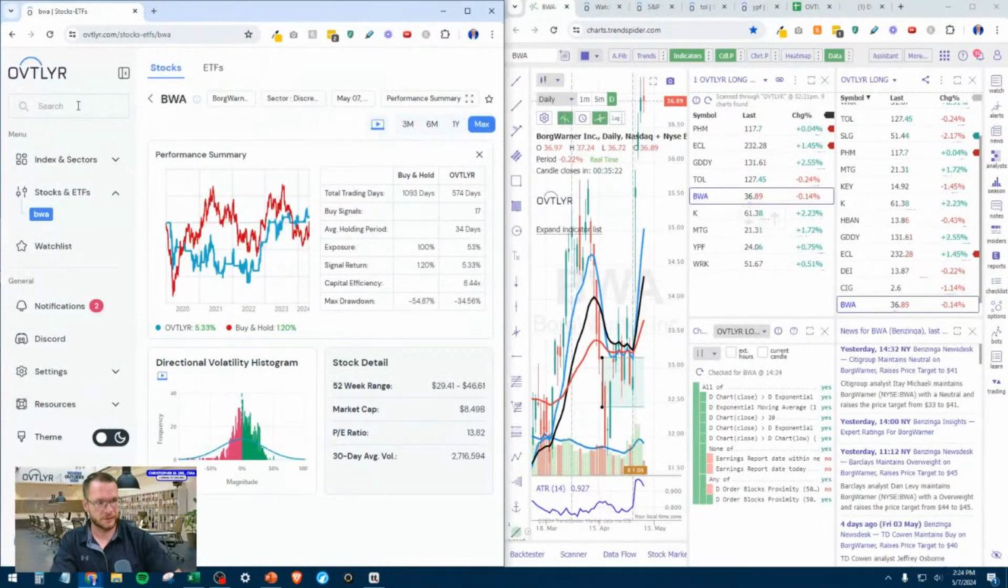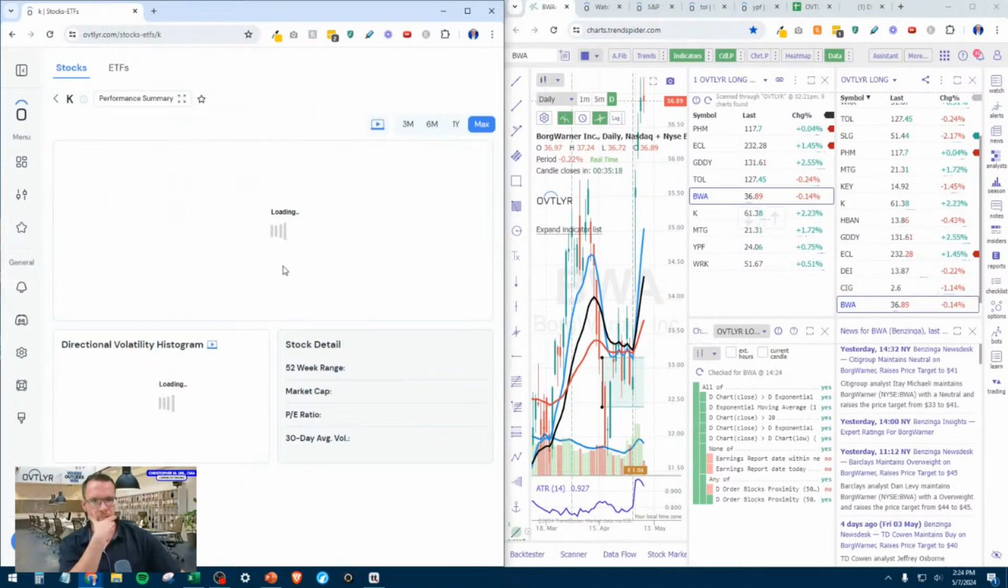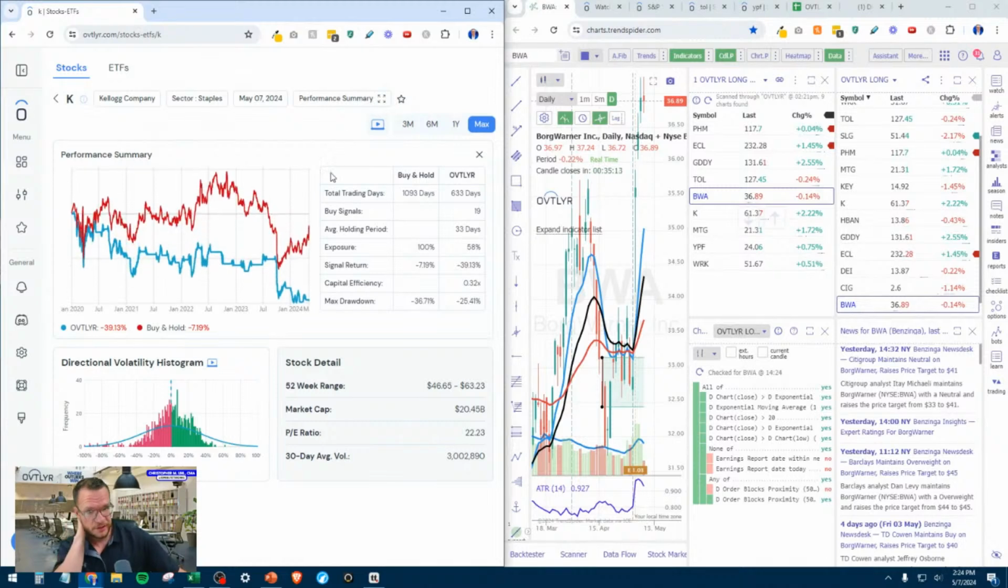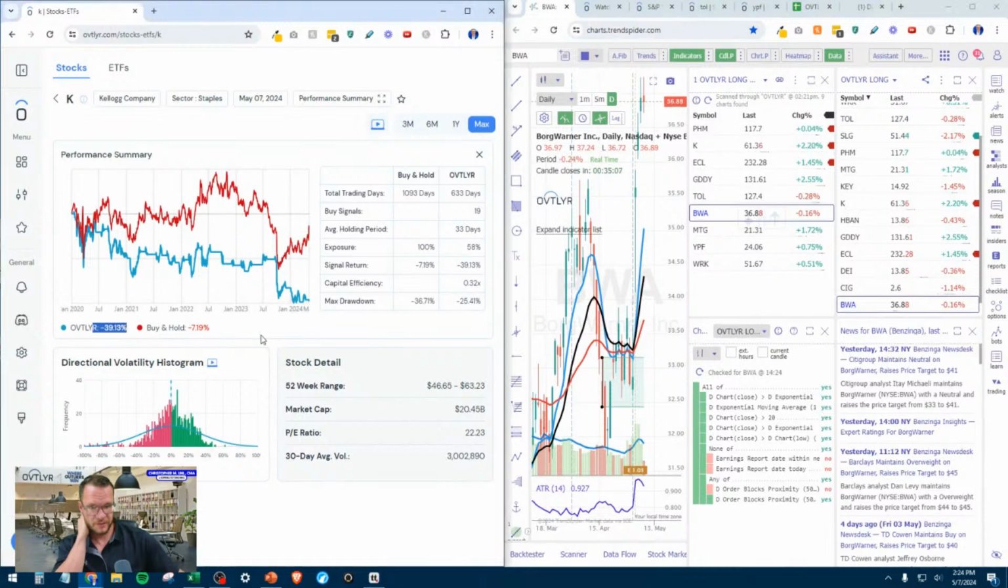Let's go with K. We could have a lot of trades on by the end of the day. Okay, so K has negative expectancy. So I'm going to skip that one, right? You see that right there.